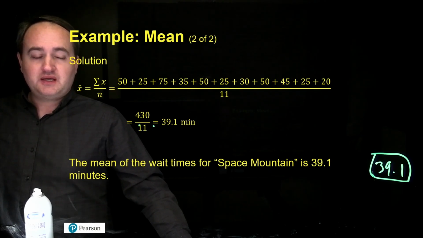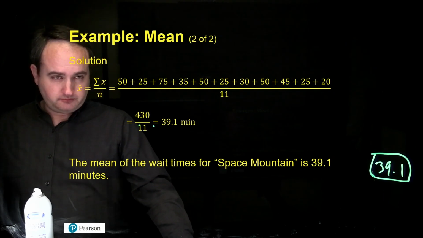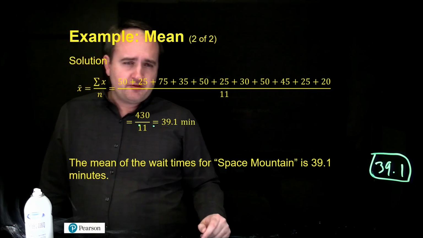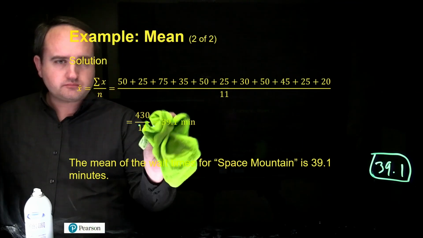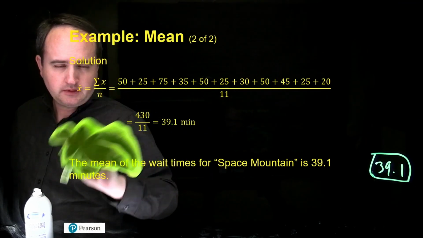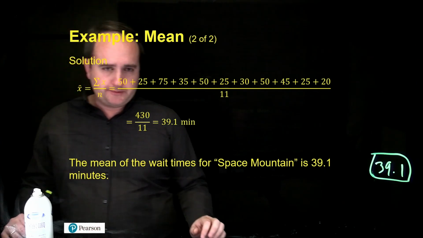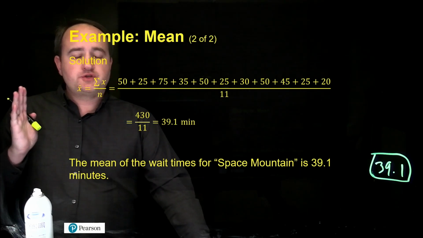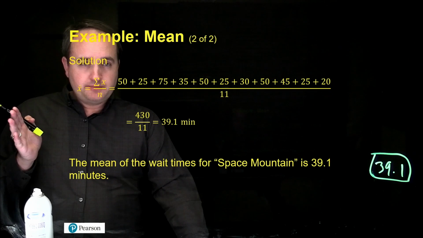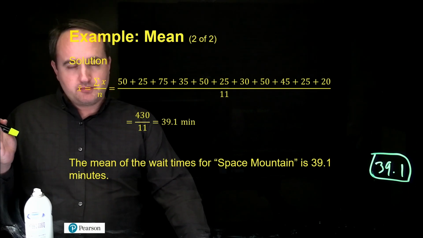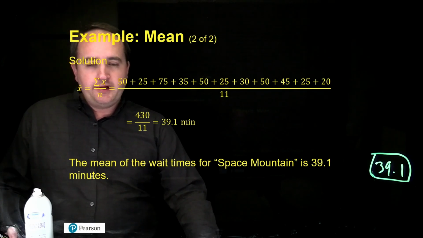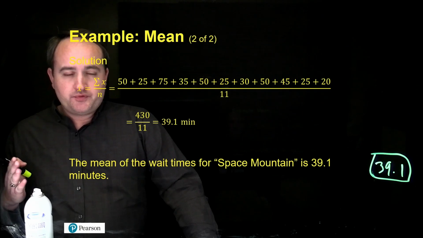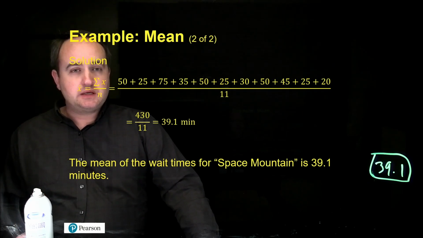Okay, so we've learned about the mean. It's a very, very easy thing to calculate. So that is the mean. That is the first measure of center and probably the most important measure of center. So before we go on to the other ones, I do want to talk about the strengths and weaknesses of the mean.